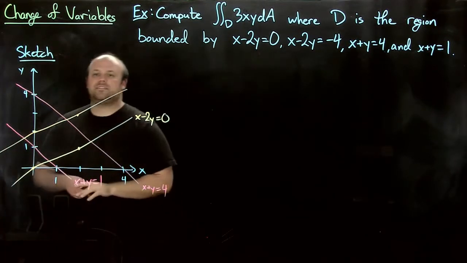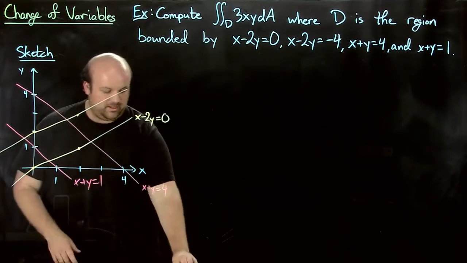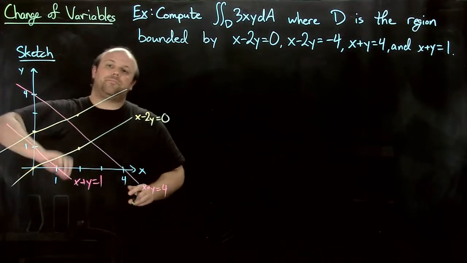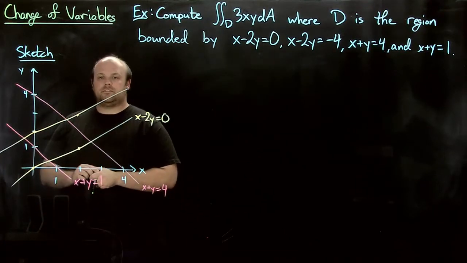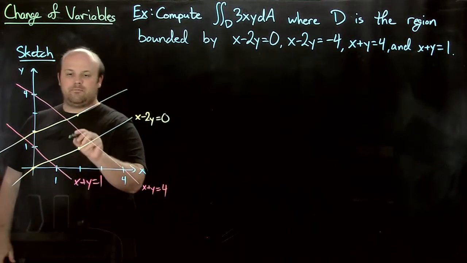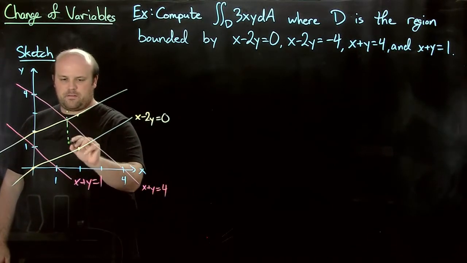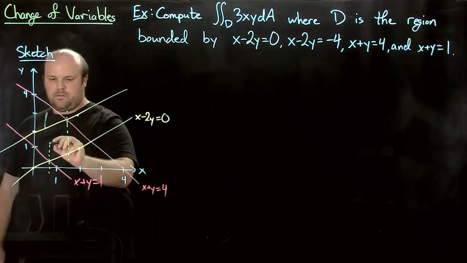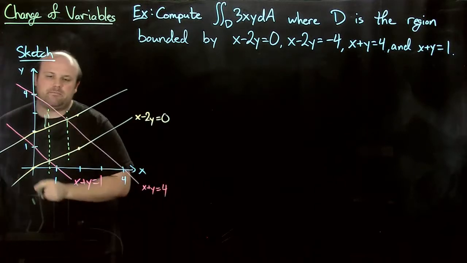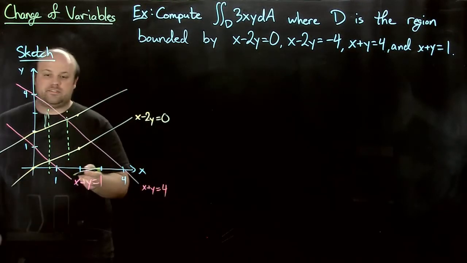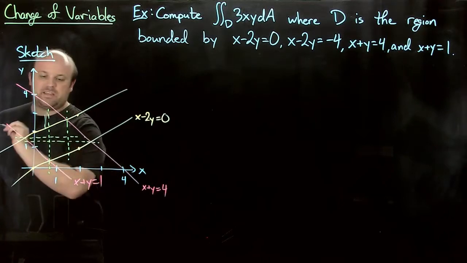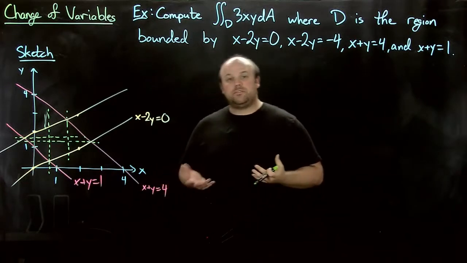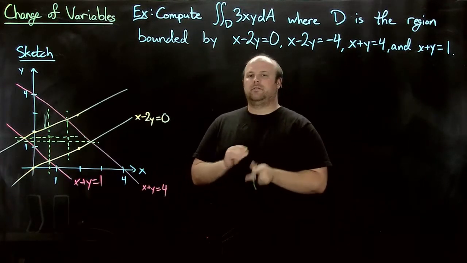All right, so what is this region? Well, it's this guy in here, the sort of diamond-shaped thing in here. If we were to set up a double integral, if we did dy first, we'd have to split it into 3 regions. And if we did dx first, we'd again have to split it into 3 regions. So we could do this, but it's going to take a while.